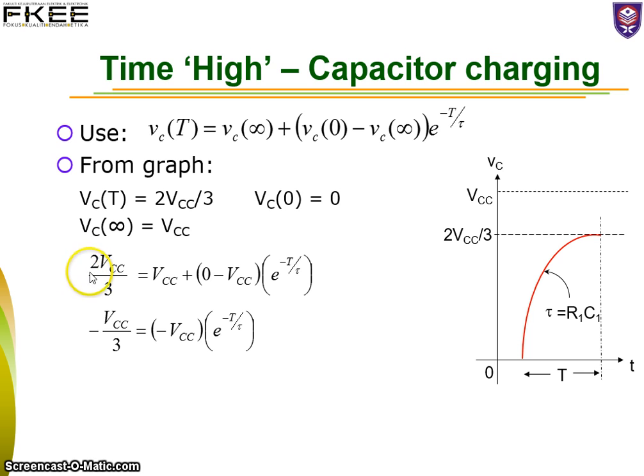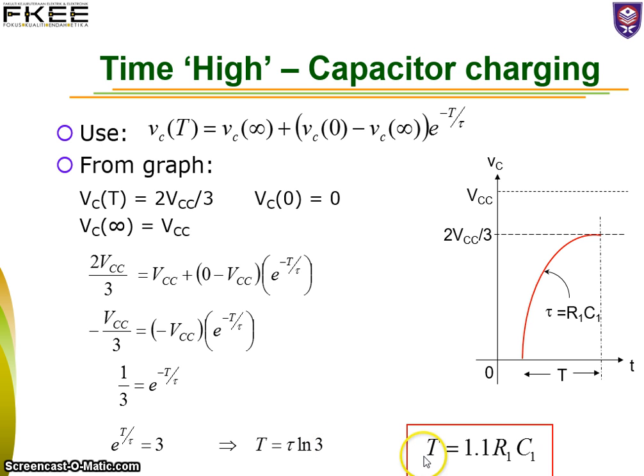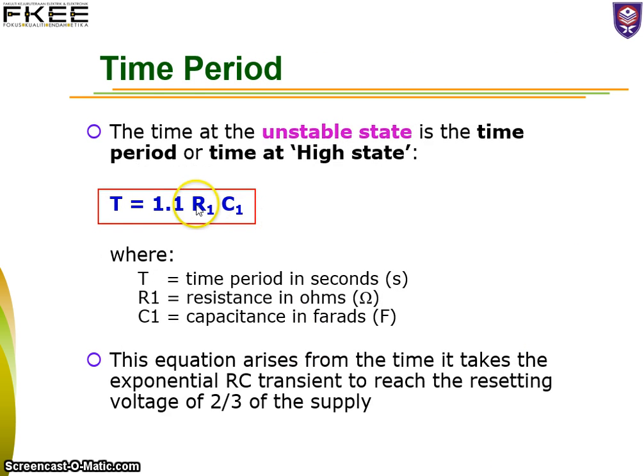Plug into the equation and solve for t. We just manipulate and simplify the equation, and you'll have that t equals tau natural log of 3, where natural log of 3 is 1.1. So the time taken for the output to be high is 1.1 R1 C1. This is the time for the unstable state during the high state. It is in seconds, with R1 and C1 in ohms and farads respectively. So this is for the monostable multivibrator. Thank you.